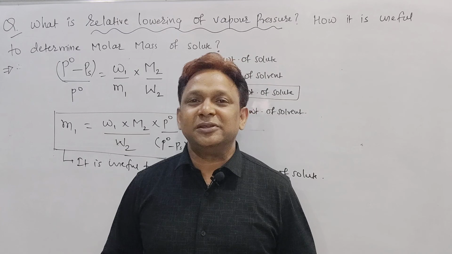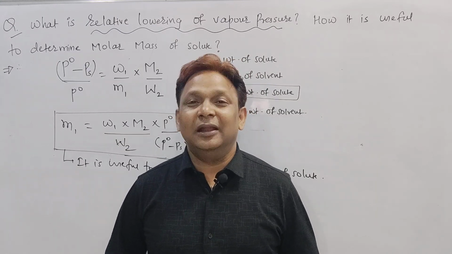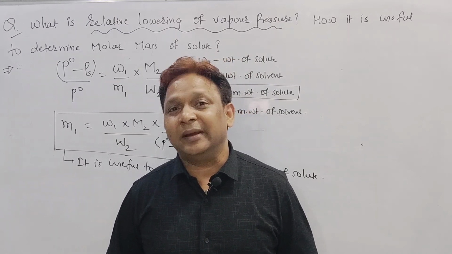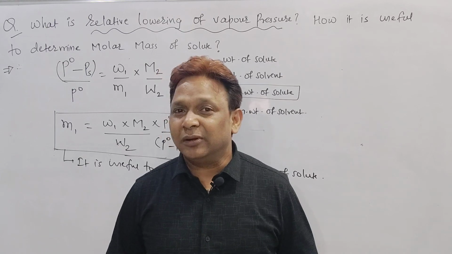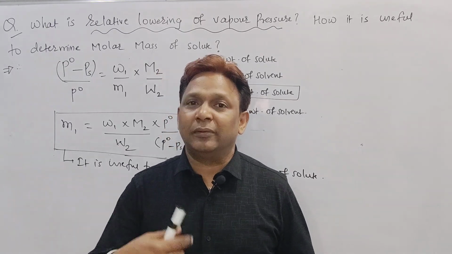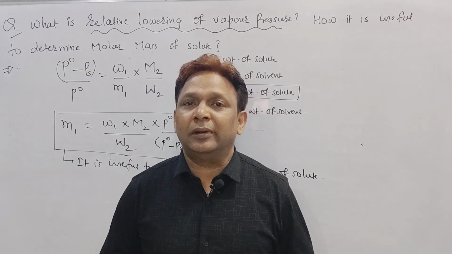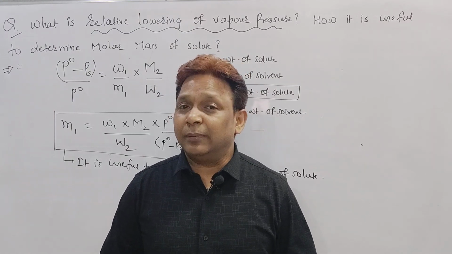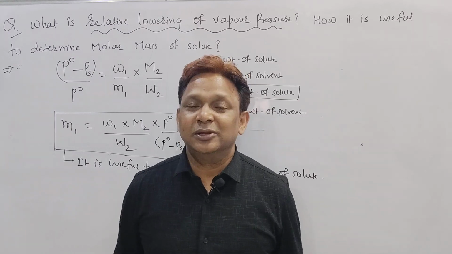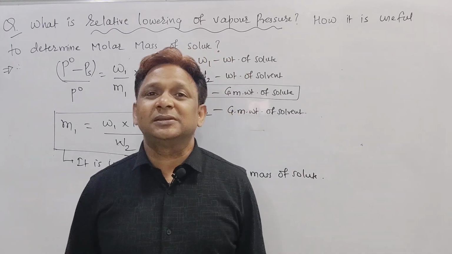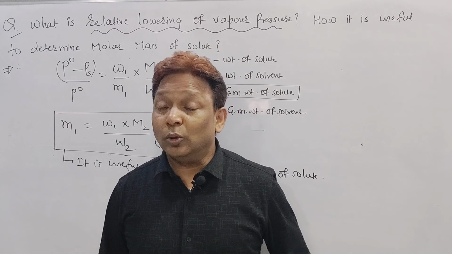So lowering of vapor pressure is denoted as delta P. Delta P is equal to P naught minus PS. What is P naught? It is the vapor pressure of the pure solvent. And what is PS? It is the vapor pressure of the solution. So the difference P naught minus PS is called the lowering in vapor pressure.